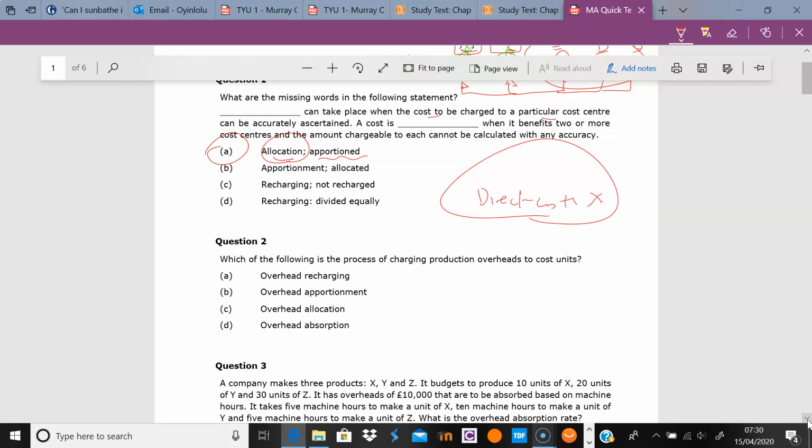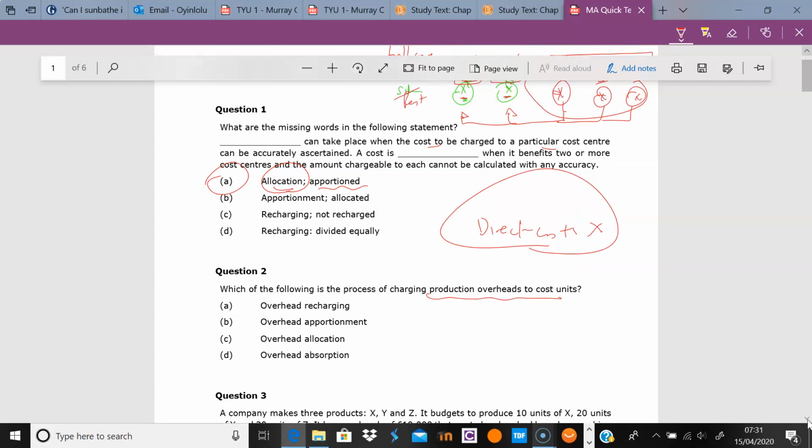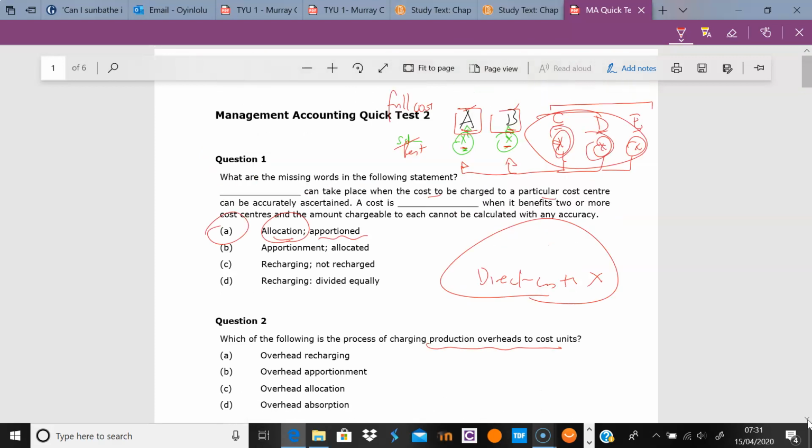And really, the process of charging production overheads to cost units. So now all the costs are in here. We've got all of this from here to here, moved it all into this. So we now have A and B, and we now have this big cost, maybe 50,000, 100,000. That's what they're asking here. I've got all the costs now in the production.